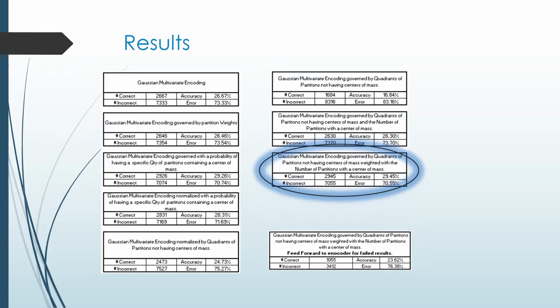I also attempted to feed the results forward for the incorrect digits to see if I could better train the encoding, but I found that that actually reduced the accuracy by about 6%.